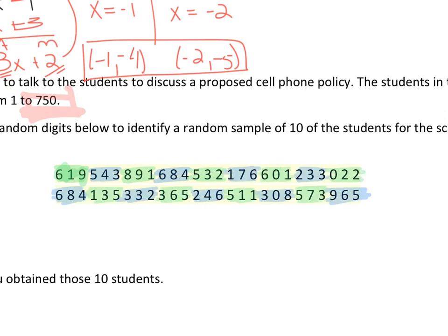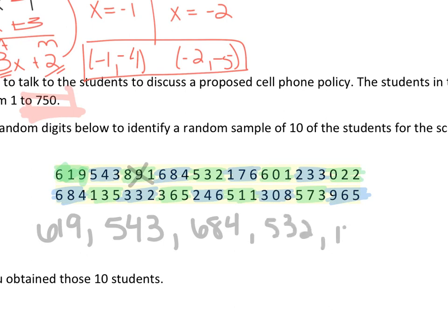Now I'm going to collect 10 3-digit numbers to represent students. So it's kind of like having an ID number at school. Each number would represent a student. So I want to make sure the numbers are not above 750 and there are no repeats. So the first number I'm going to pick is 619. This number is not above 750. Then 543. 891 I'm going to ignore. That's above 750, so we don't want that. 684, 532, 176, 601, 233, 022, 684, 135.